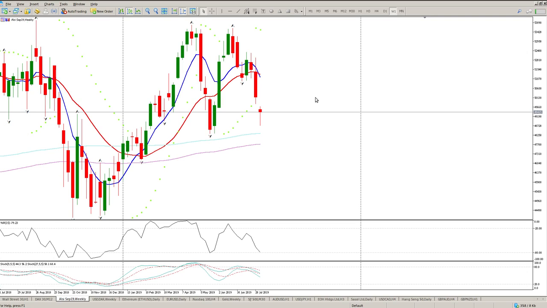Starting off on the weekly, we did end up with a weekly pin bar, which is a fairly bullish signal in itself, and this previous bullish signal here on the weekly of an inside bar. Anything can happen at the moment, but I think we have a crossover. I'm uncomfortable being short here, but I'm also not entirely convinced I want to be long just yet either.